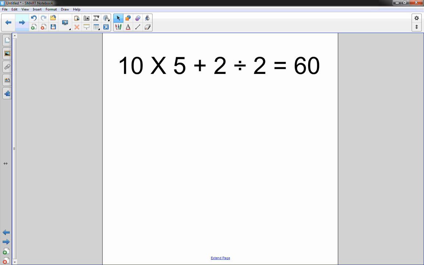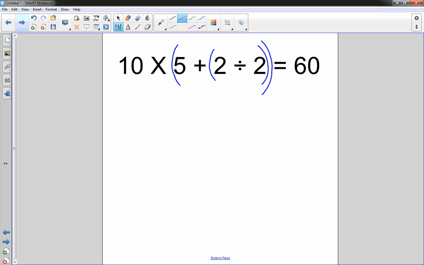And yet, here's another way to do this problem. See if I can figure this out. Here we go. Ready for this one? This one's kind of tricky, but it's kind of fun. 2 divided by 2 is 1. And if I go 1 plus 5, that gives me 6. 6 times 10 is 60.